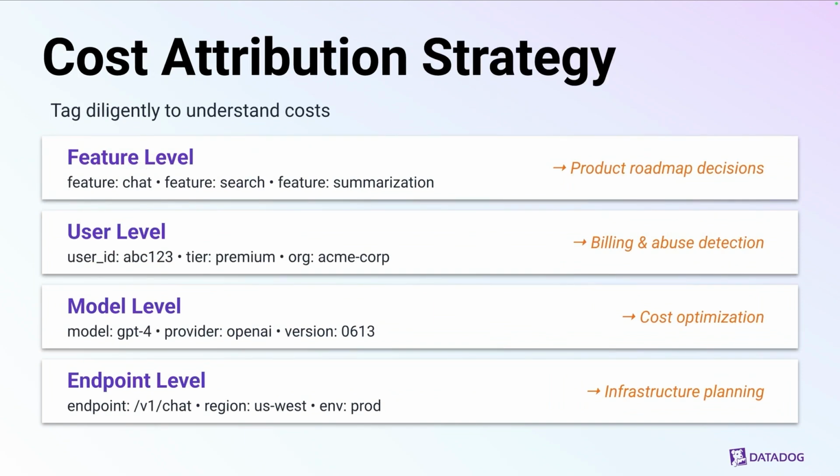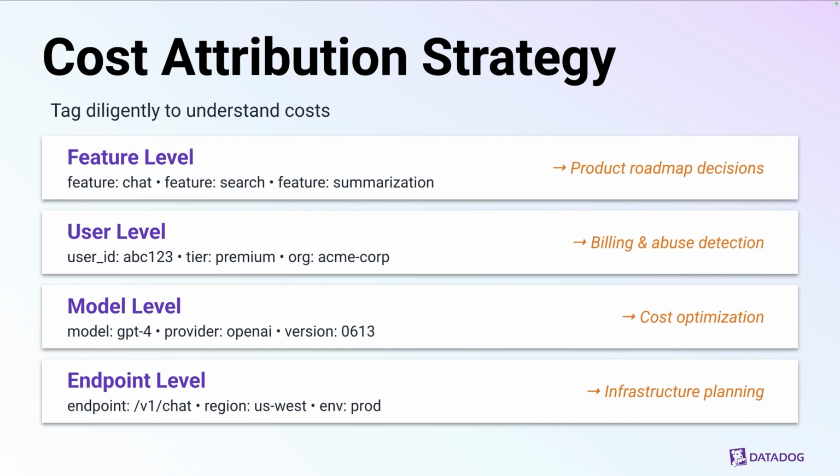So now we know what to track, but how do we get that granular data? The answer is a robust cost attribution strategy, which means one thing: you've got to tag everything. First, feature level tagging. That means tagging your features, like summarization or text to speech. Adding that feature level tag will tell you which feature is costing the most.